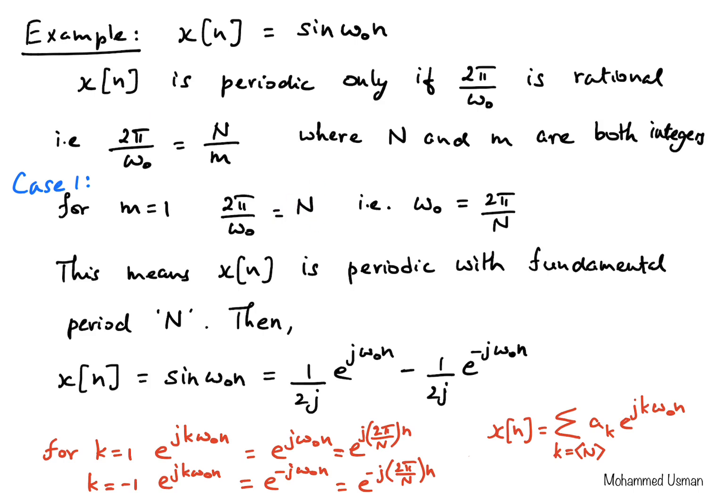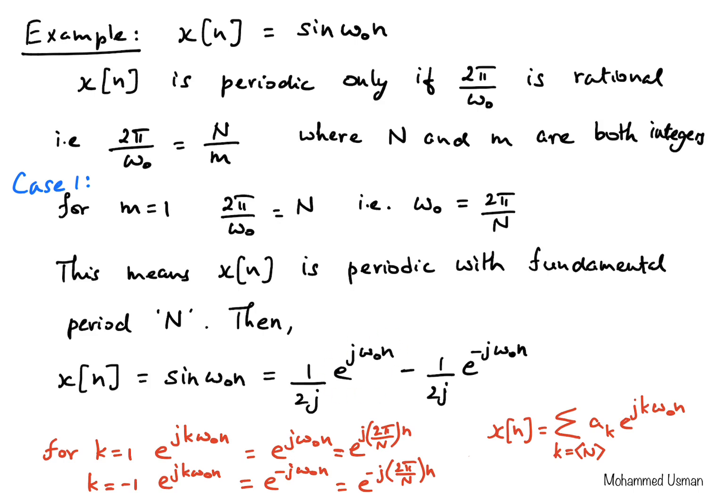So in that case, we get that this is a discrete sinusoidal signal, which has a frequency given by 2 pi by capital N, and the fundamental period is capital N. So we have x of n, which is sine omega naught n, and since it now has a frequency which makes it periodic, we can represent it in terms of the complex exponentials.